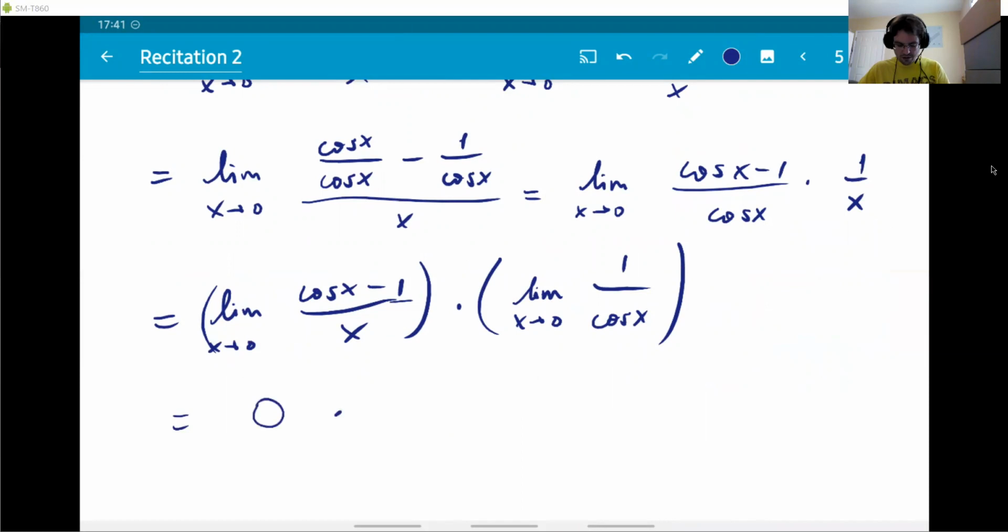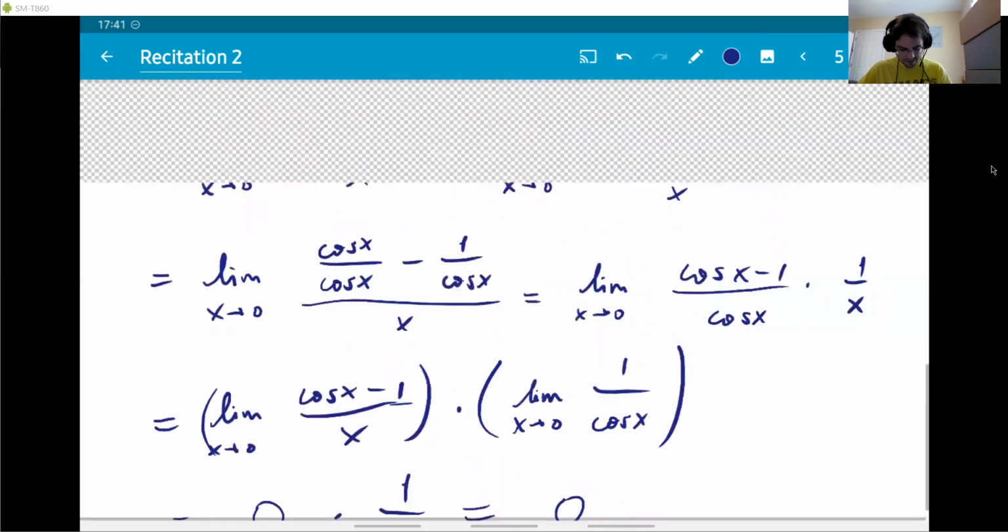What about the other one? Well, cosine of 0 is 1, so you can plug in. There are no problems plugging in. So as I said, both of these limits actually exist as numbers, and one times the other is going to be a 0. So you can do that.